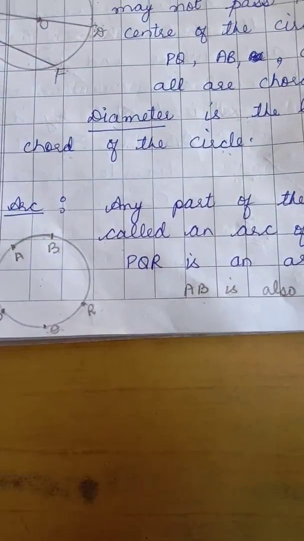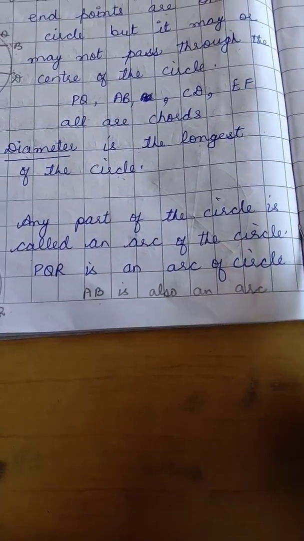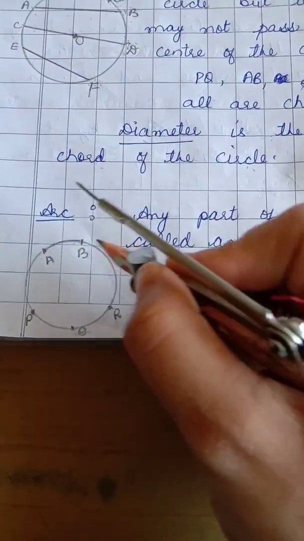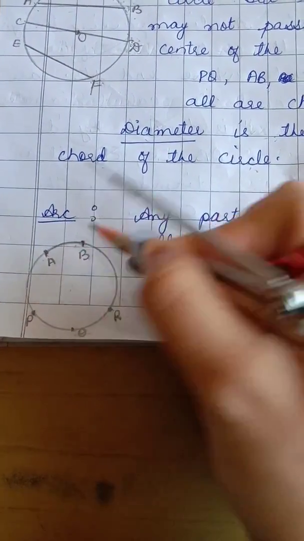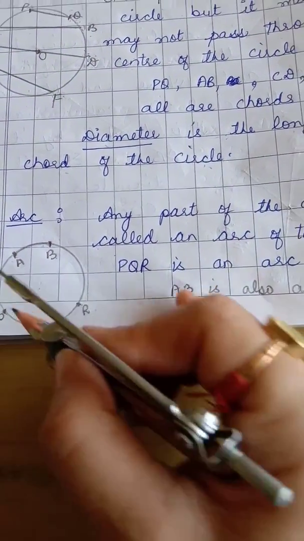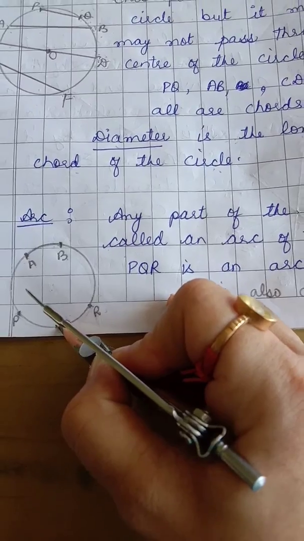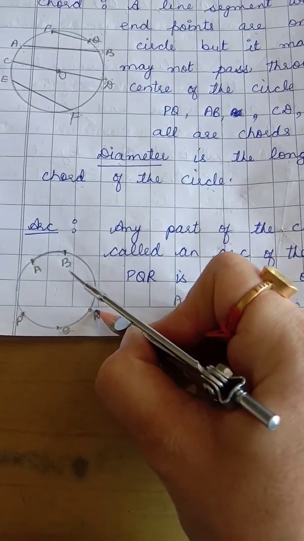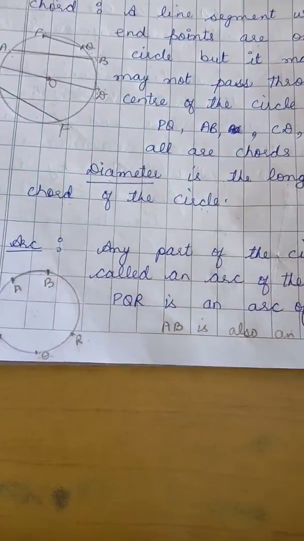Now, what is arc? Arc is any part of the circle. A small part of the circle is known as arc. This is a circle, only this much part. This is arc. AB is arc. PQ, this is arc. QR, this is arc. PR, this is arc. And all these are parts of the circle.